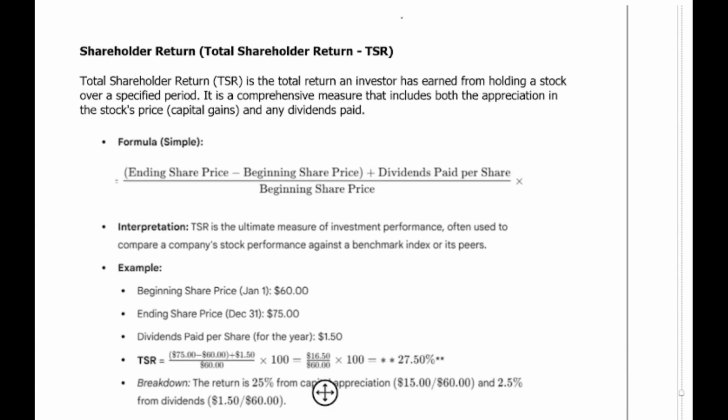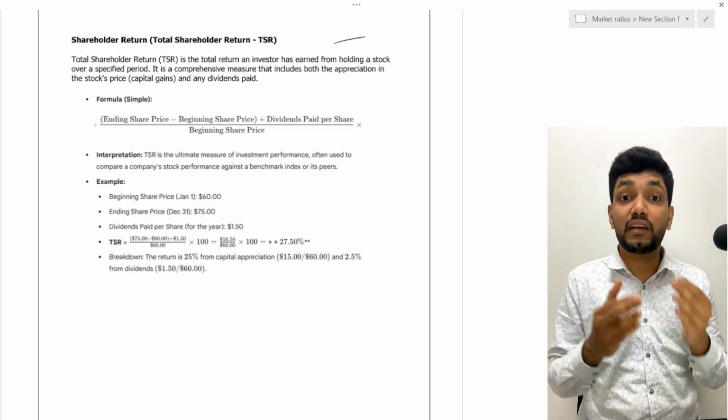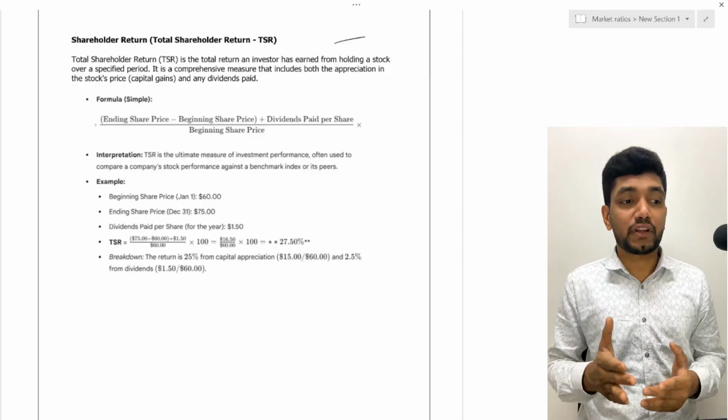Then let's move to the next concept, that is shareholders return. Shareholders return considers all the return from an investment. If I'm an investor, I want a return in the stock market or share market. Normally, I have two types of return. The first one is my dividend, and the second is my capital appreciation.